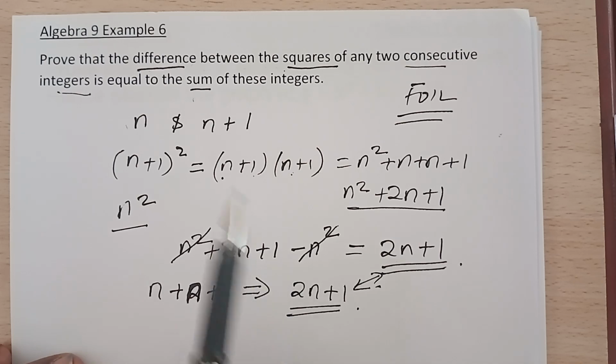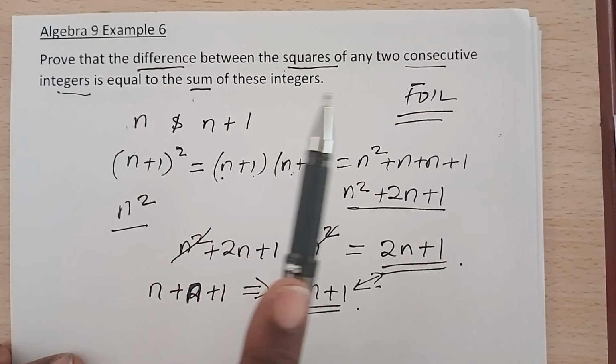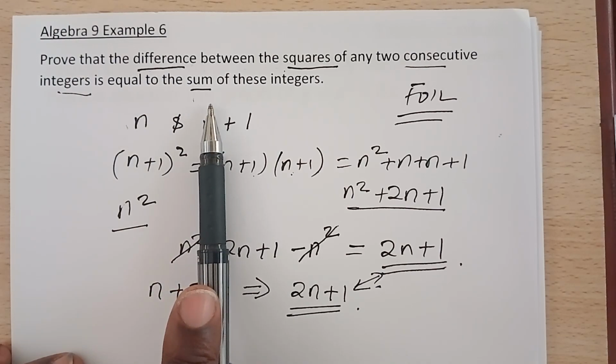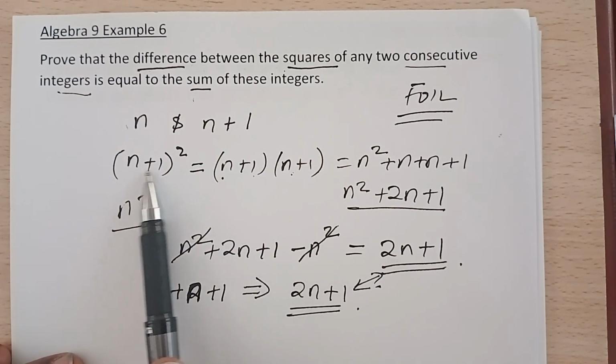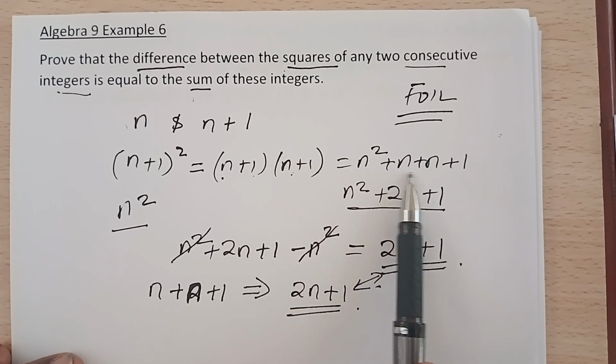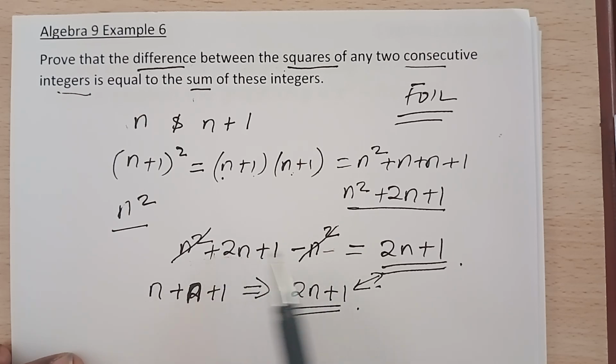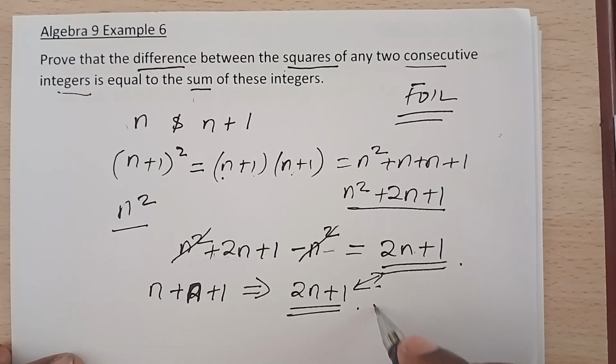So we were to prove that the difference between the squares of any two consecutive integers is equal to the sum of these integers. We have done that. This is the square of one integer. This is the square of another integer. When we subtract one from the other, we get this, which is basically the sum of the two original integers. And that is just that.